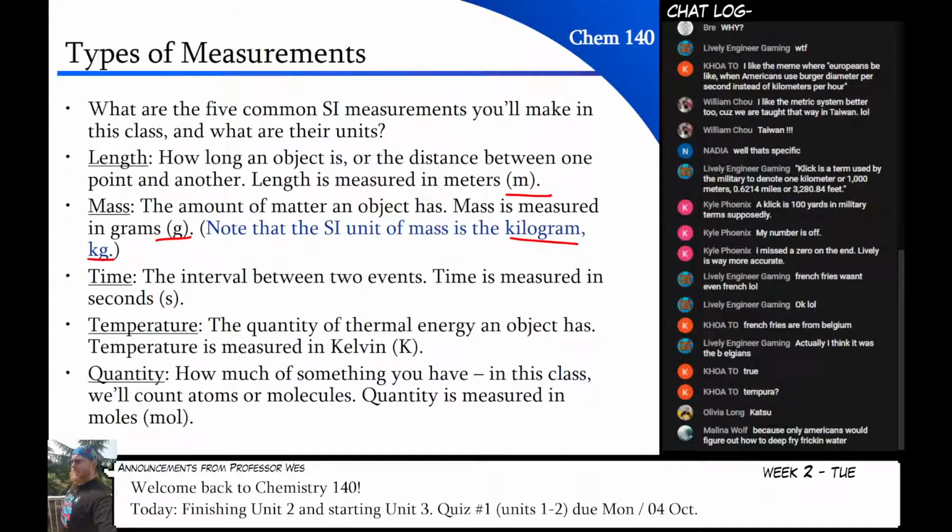And then finally, quantity. How much stuff do you have? How many objects are in this bag? How many atoms are in this baseball? We're going to count those numbers of objects by using this unit. And this is actually a new unit for people who have never taken chemistry before. This is called the mole. The word mole actually does not come from the word molecule. It comes from Latin for, I think the word means pile.